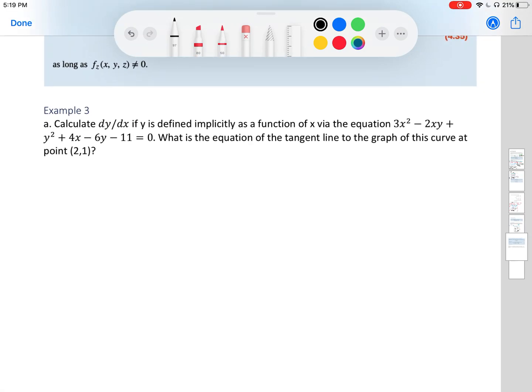All right, let's do this example. Example 3. Calculate dy/dx if y is defined implicitly as a function of x via the equation 3x squared minus 2xy plus y squared plus 4x minus 6y minus 11 equals 0. What is the equation of the tangent line of the graph of this curve at the point (2, 1)?